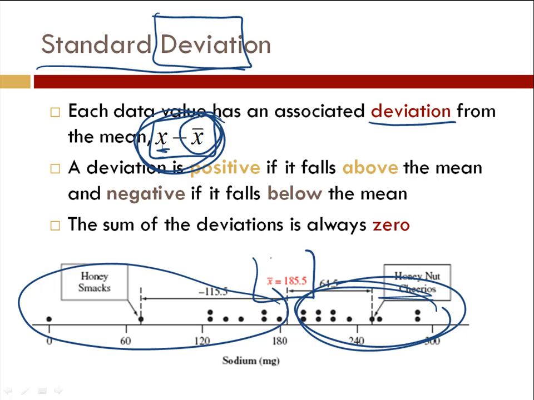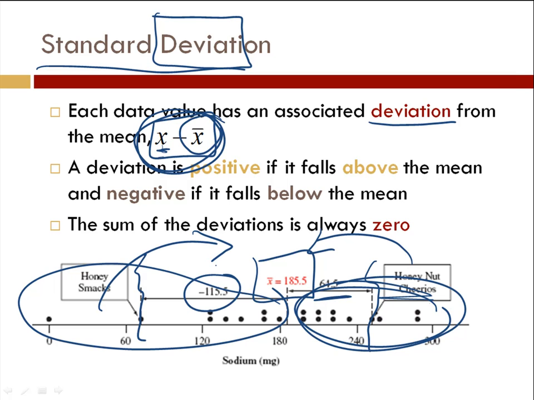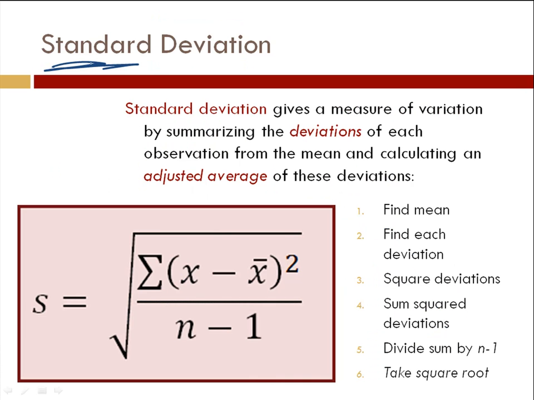So here, when we have the mean of 185.5, if you were looking at data values of 250, you're going to have positive deviations there. And then if you were looking at data values of 70, you're going to have negative deviations there. When all is said and done and you look at all of the positive deviations and all of the negative deviations, they will actually sum together to be 0. But none of this tells us what the standard deviation of a sample set is.